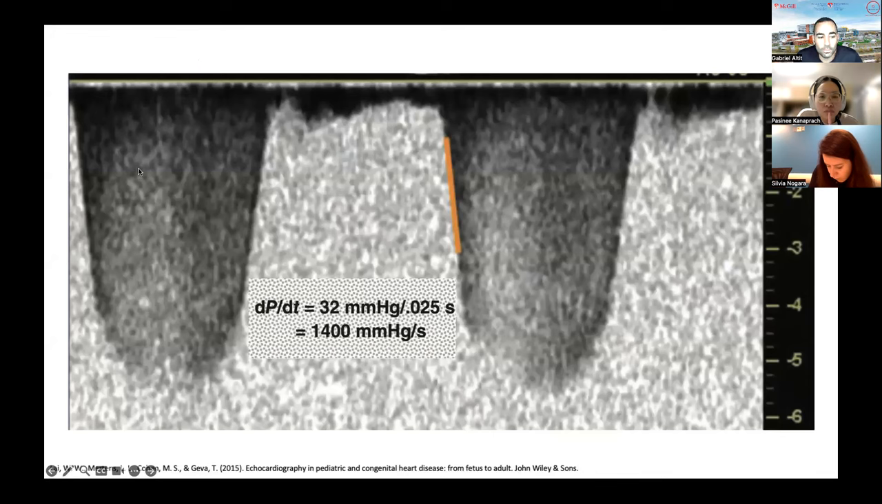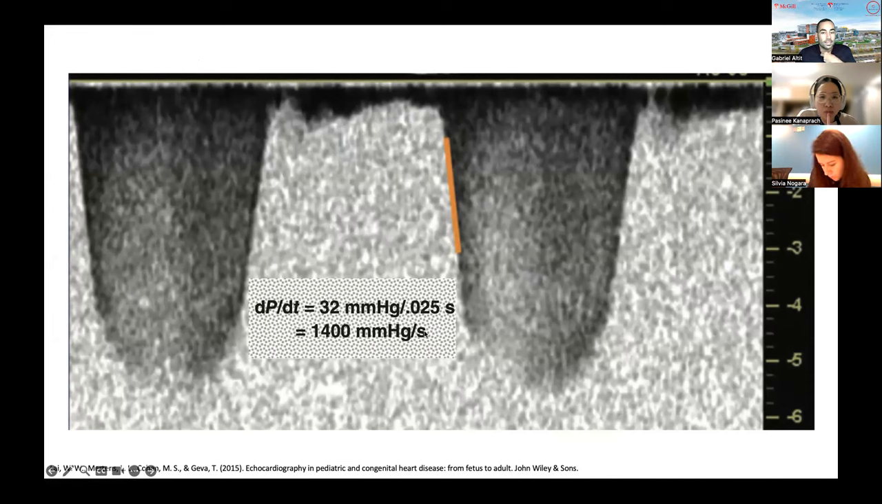You can do the same for TR. So that's another example for the MR. You can see that it was able to go from 4 millimeters of mercury to 36 millimeters of mercury. So the delta is 32. 36 minus 4 gives you 32. And it took 0.025 seconds, so 25 milliseconds.